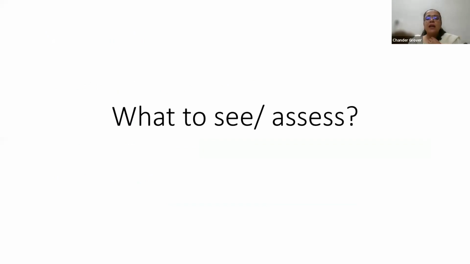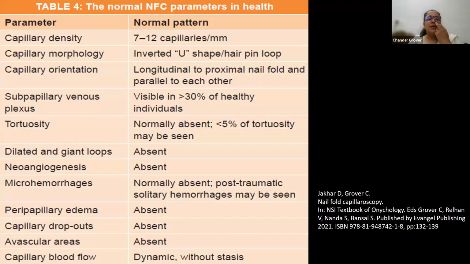What are the parameters that you have to see? How do you have to report? These are the normal NFC parameters, especially for Indian skin. This is the normal capillary density, that is, the distal-most capillaries in the distal-most row. The morphology is normally an inverted U-shaped hairpin loop. Orientation is longitudinal. Subpapillary plexus is visible in up to 30 to 40% of them. Less than 5% of vessels are tortuous. Dilated capillaries, neoangiogenesis, hemorrhages, multiple microhemorrhages, edema, all these things should be absent in a normal patient.